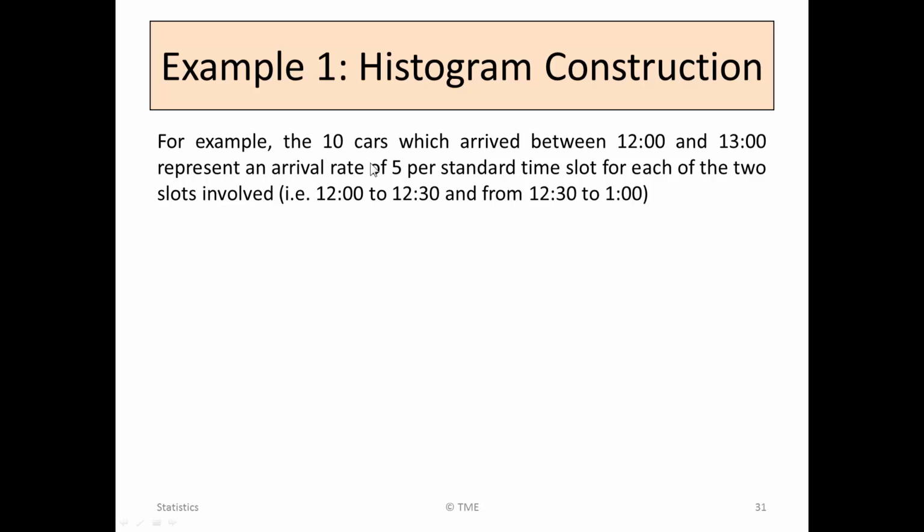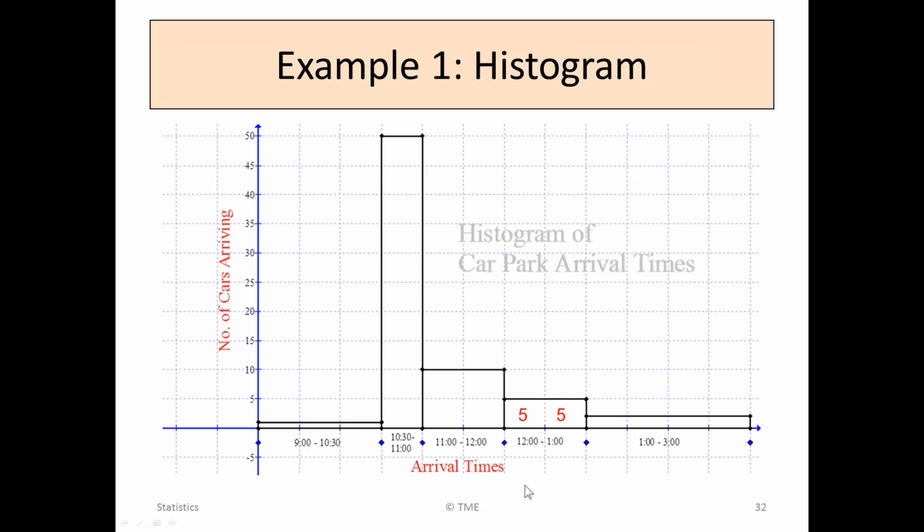For example, the 10 cars which arrived between 12 and 1 represent an arrival rate of 5 per standard time slot. So for example, 5 cars between 12 and half 12, and 5 between half 12 and 1. We know there's a total of 10, but it's the area we're interested in. So 5 on average by each of the 2 slots. 5 by 2 gives us the 10.